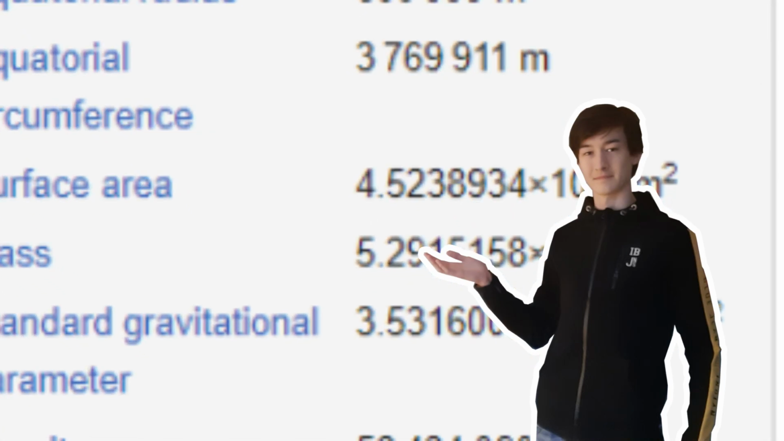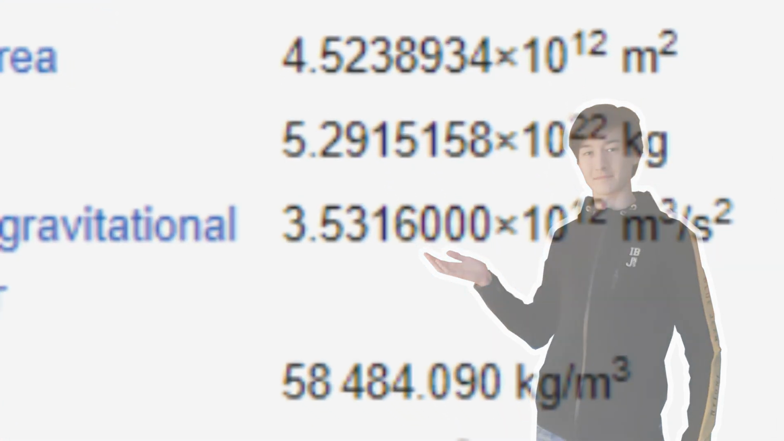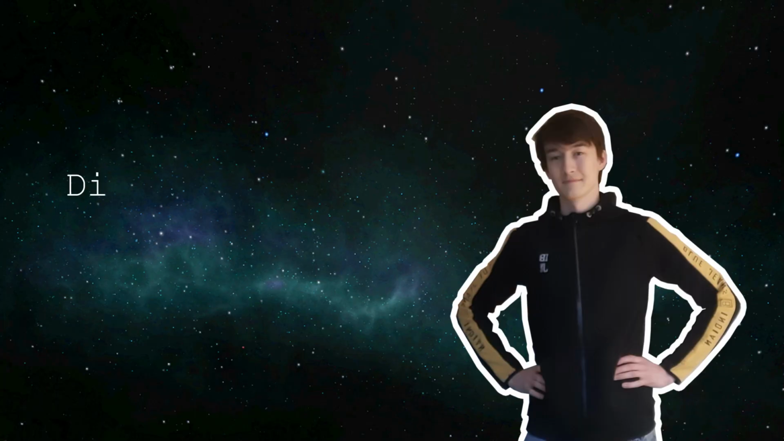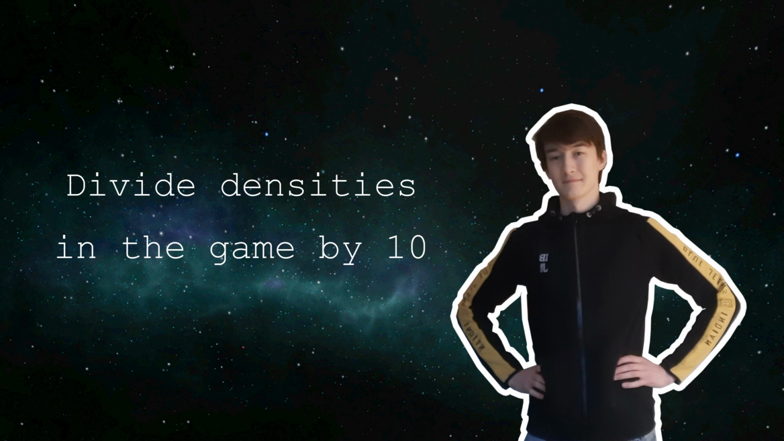I have to point out that everything in the Kerbal universe is about 10 times as dense as things should be. So to determine the composition of things, I just divide the density given in the game by 10 to get the value that it represents in real life.